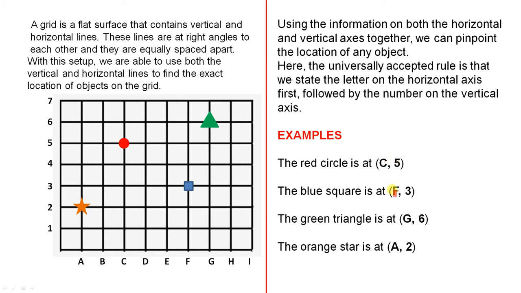The blue square is at F3. The green triangle is at G6. And the orange star is at A2.